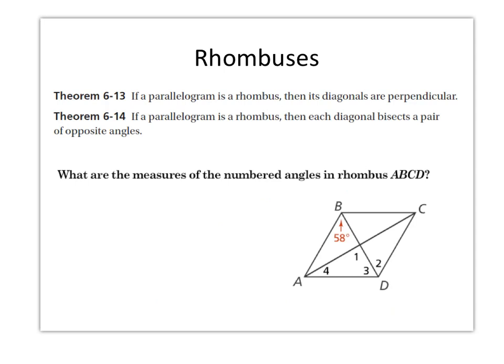All right, now we have some special properties of these figures here. So first one is a rhombus. So this theorem 16 or 6-13 tells us if a parallelogram is a rhombus, then its diagonals are perpendicular. Also, if a parallelogram is a rhombus, then each diagonal bisects a pair of opposite angles. Remember, perpendicular means they form a 90-degree angle there. And diagonals bisect a pair of opposite angles means bisect, remember, means it cuts an angle exactly in half.